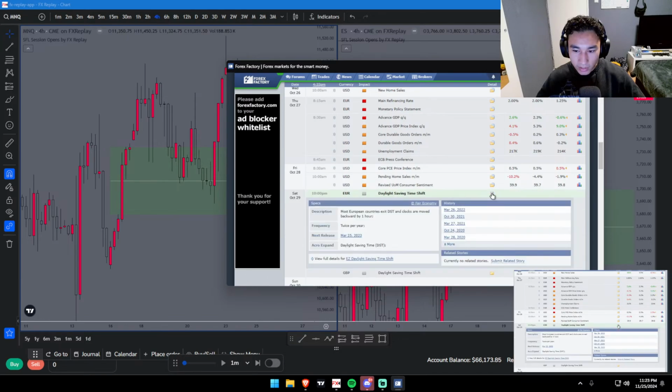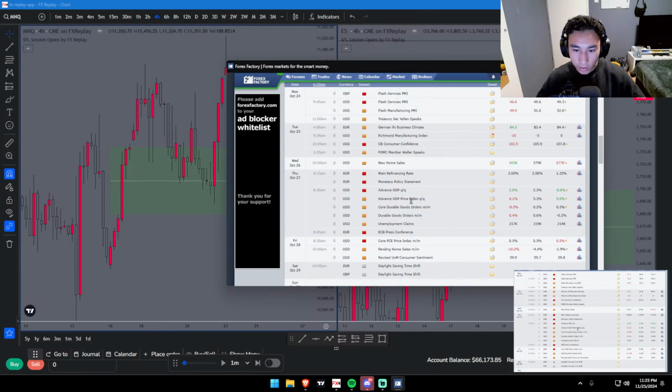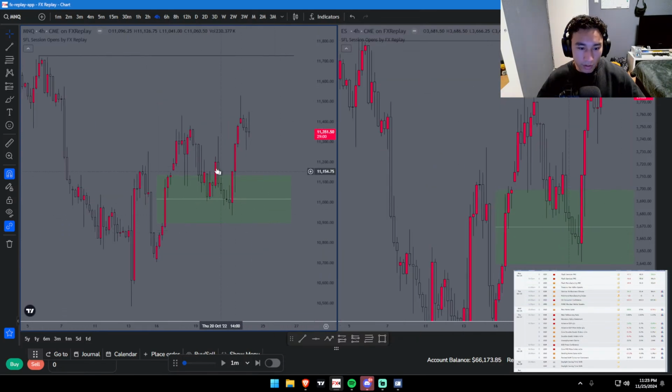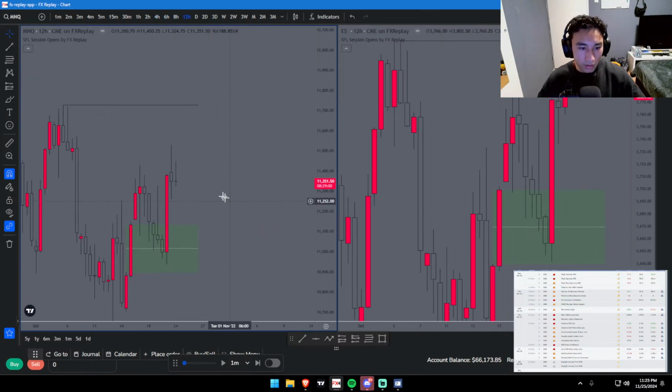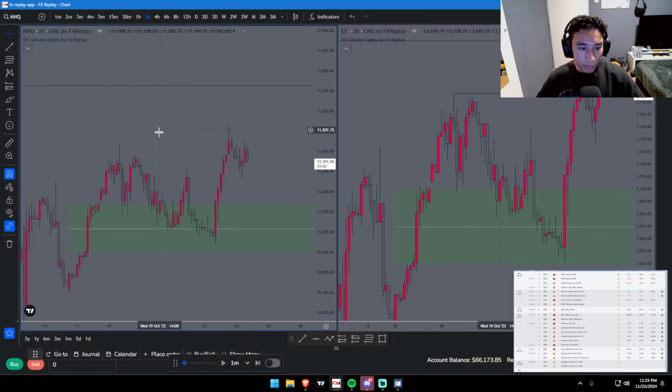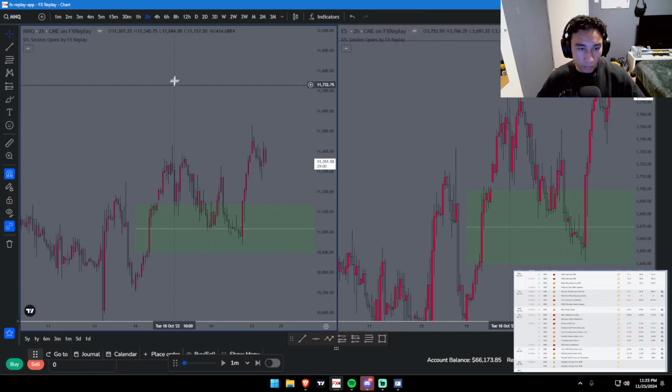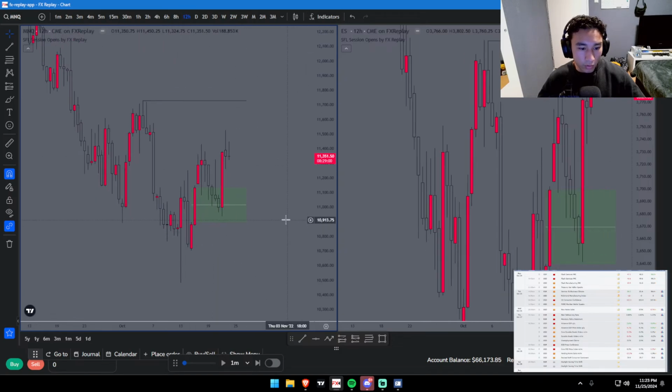We do have the daylight time shift here, October 29th. Let's see what we have here. A nice reaction of that singular SIBI, taking out the original consolidation in that market maker buy model and the fractal market maker buy model. Still trade higher from here.